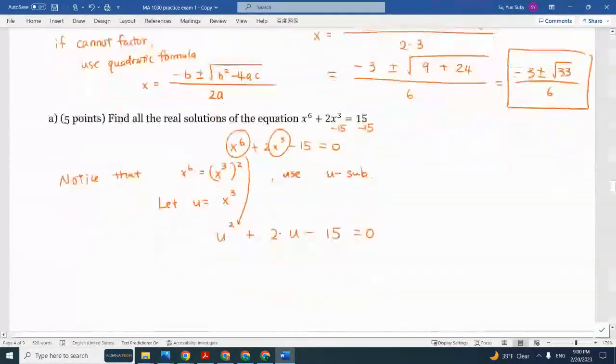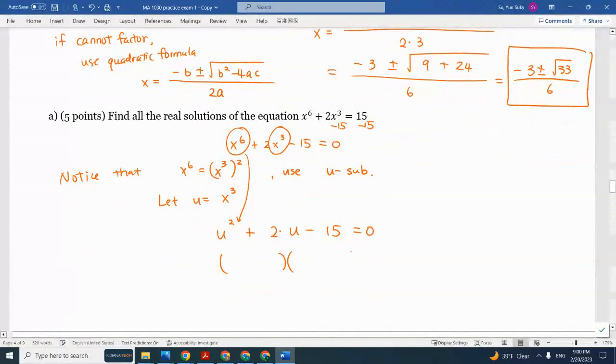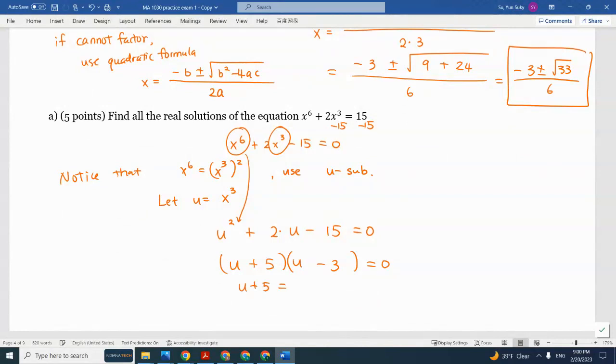Everybody okay? Alright, let's factor it. Negative 15 could be 1 and 15, 3 and 5. Which one gives us 2? That is 5 minus 3, which gives us 2. So we get a product of 2 factors equal to 0. Then we set each factor equal to 0, and we put OR here.